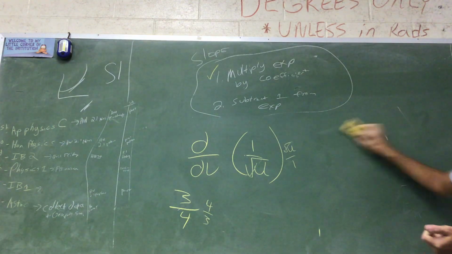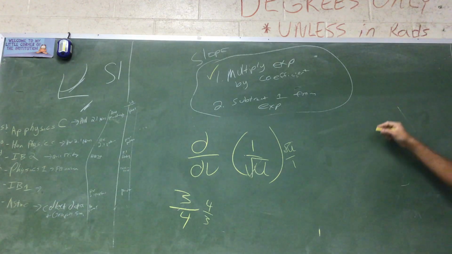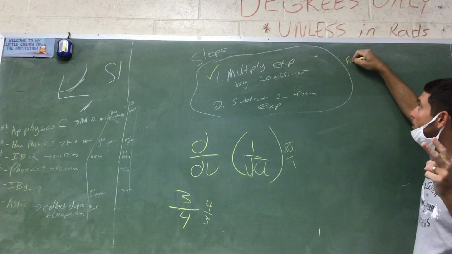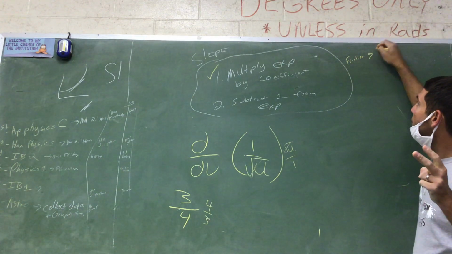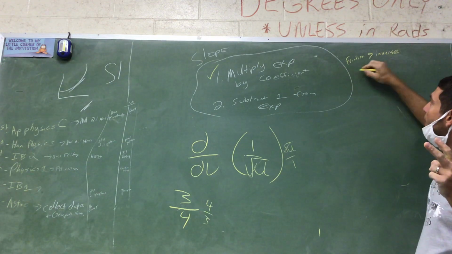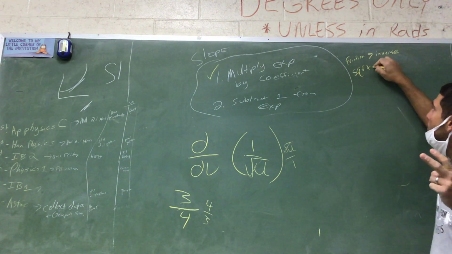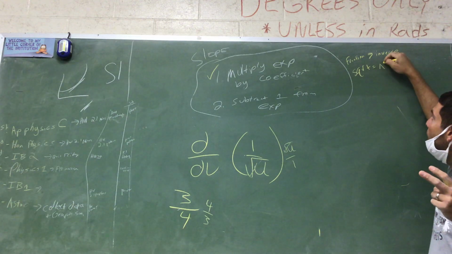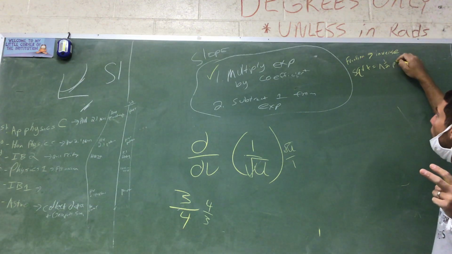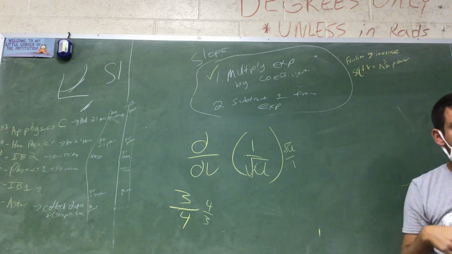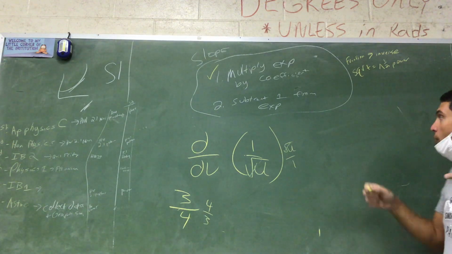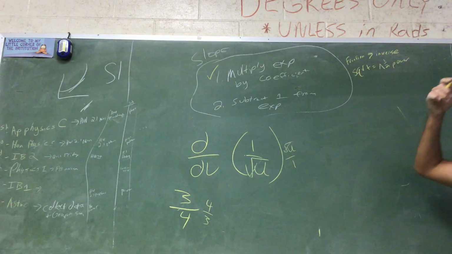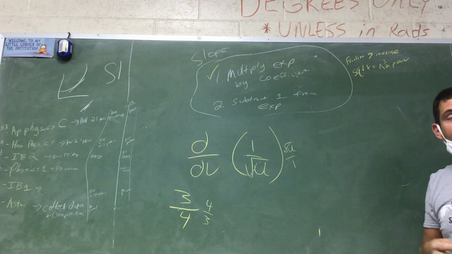So pretty much just open it. Two things. Number one, when dealing with a fraction, inverse, and then square root is to the 1/2 power. Remember that square root is the same thing as the 1/2 power. That will come up repeatedly throughout the year.